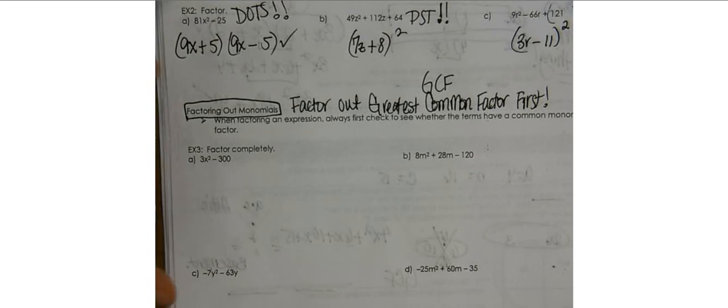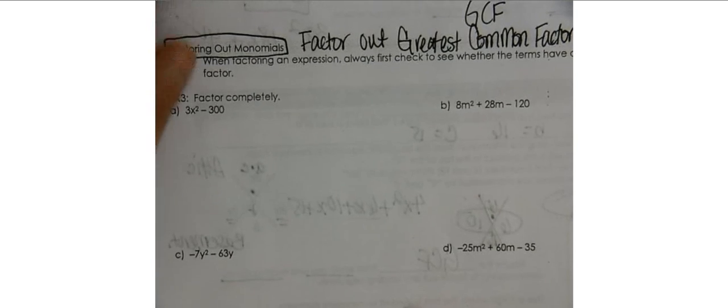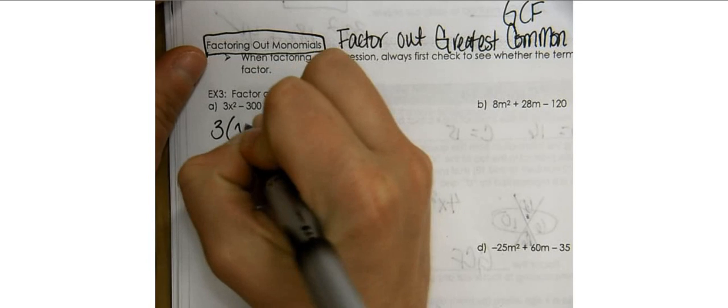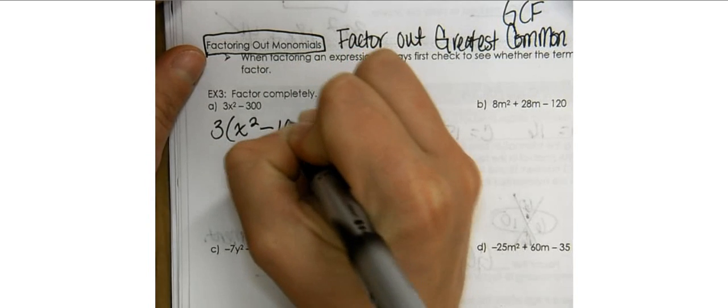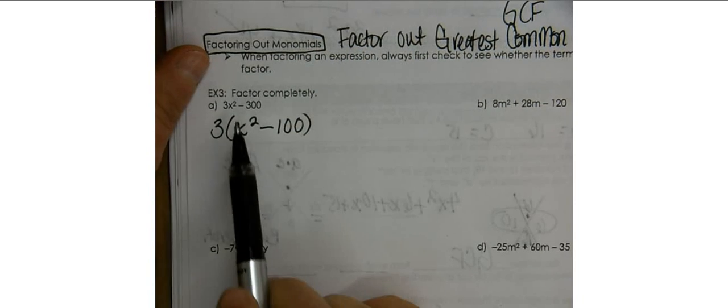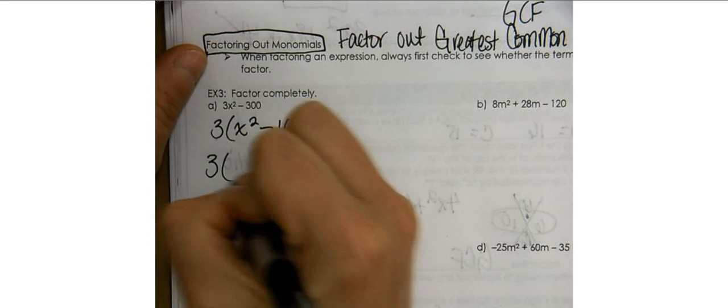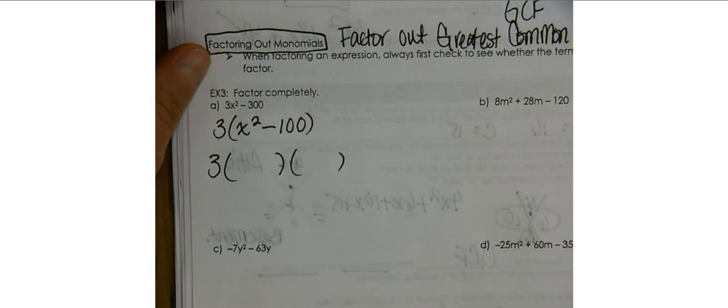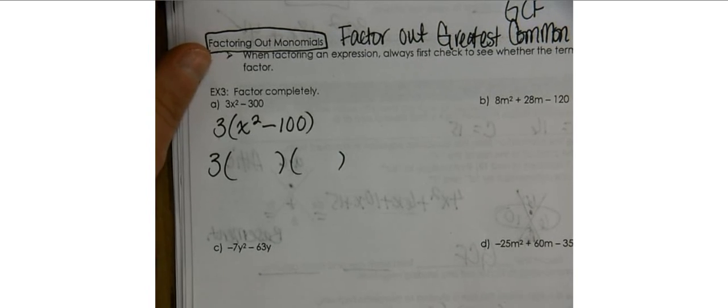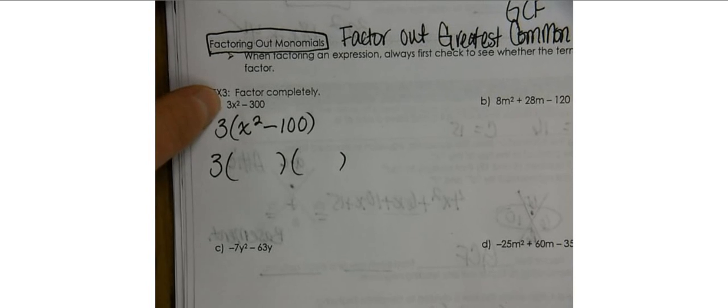And voila, look at letter A. Letter A has 3x squared minus 300, and both of these terms have in common a 3, and our leftovers is x squared minus 100. So what I did is I divided each term by the number 3. The 3 stays on the outside of the parentheses. We ignore it, but we don't forget it. It's a part of our final answer in order for us to go back to what we started with.